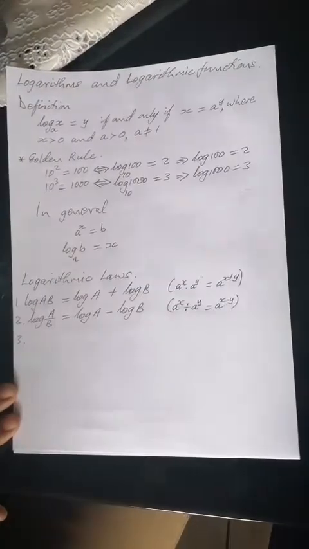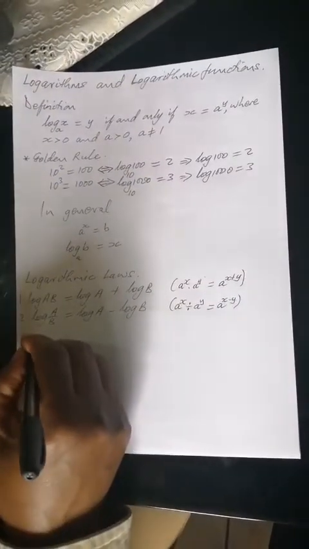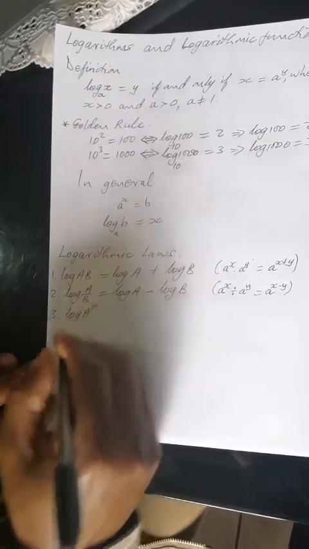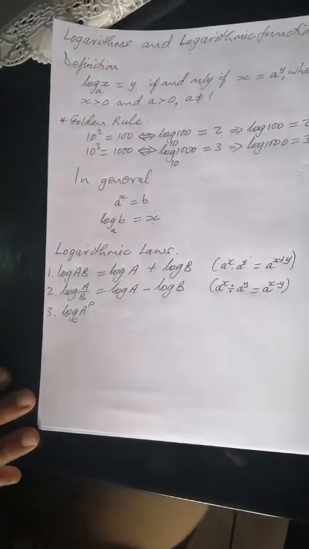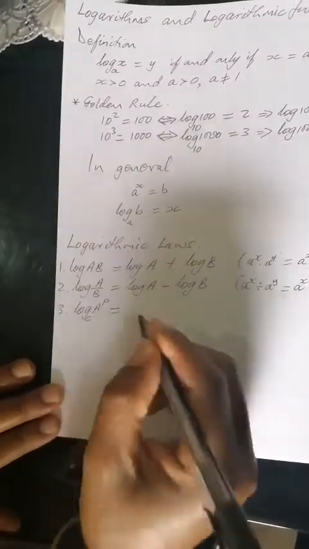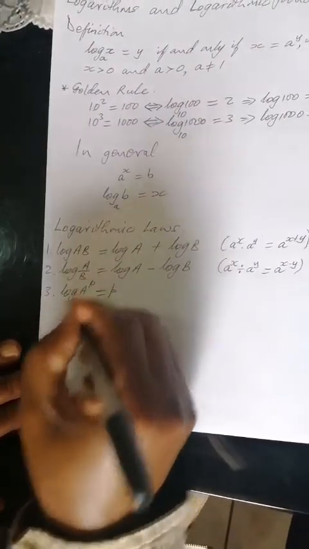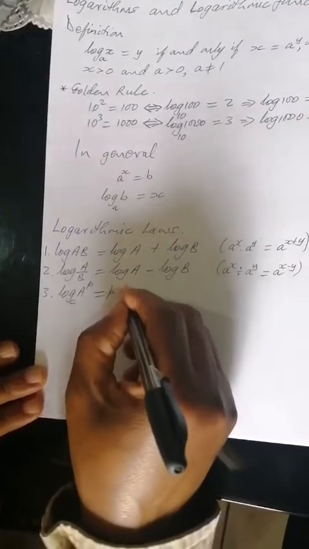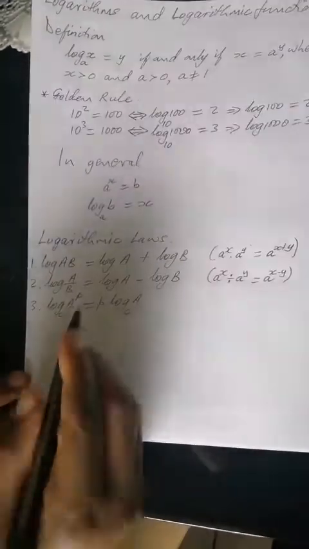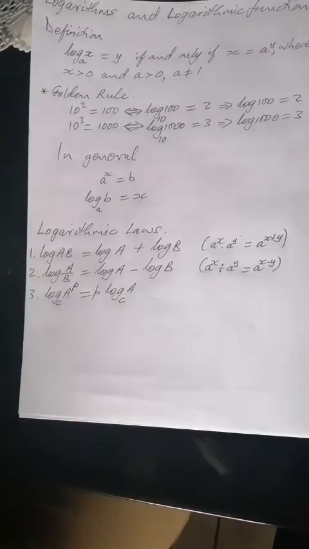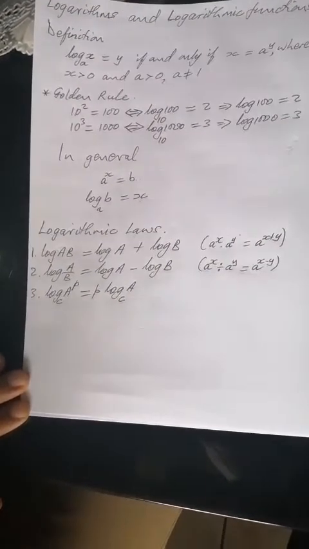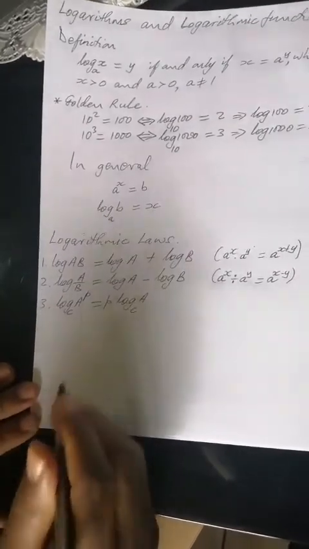Number 3, very, very important again, it's log of a to the power p in base c. Now this is very, very important because it can be written as p, you take your p down, which is the power, then you have your log of a in base c. So whenever we have something with a power and we are taking its logarithm, the power multiplies the log of the number given.